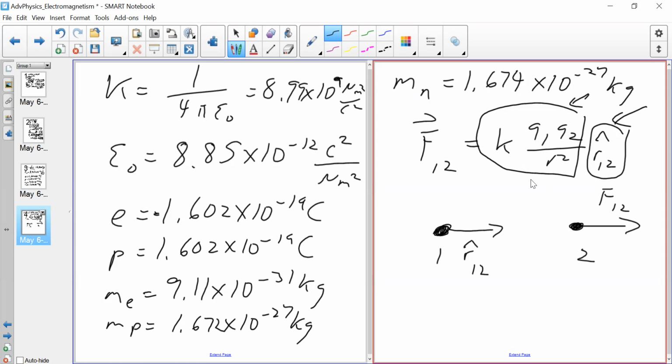The same thing obviously applies if they were opposite charges. This is positive and positive. They repel. This is the force of 2 on 1. It's negative because it goes left. And if we had the positive and this one negative, then the force of 1 on 2 would be like this, still over r12. It's just attractive, whereas this is repulsive. Same expression.